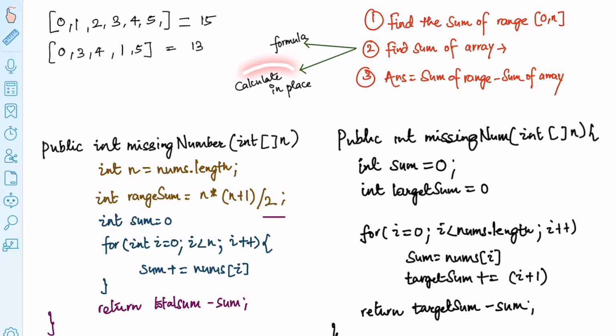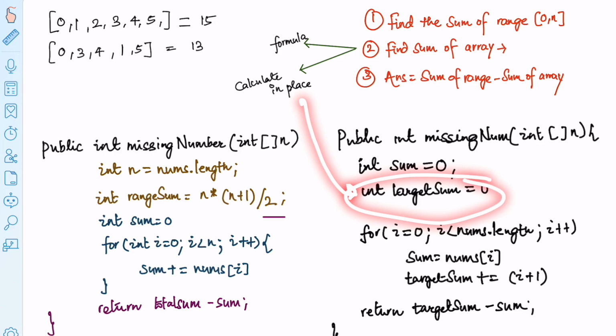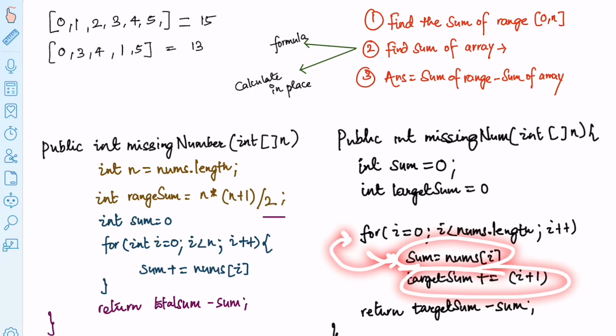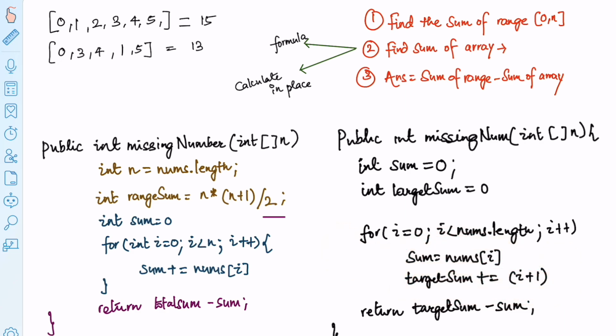In this second solution, I am calculating the sum in place. So the calculated sum is the target sum. If you see, I have written one more for loop. This for loop will iterate through all the elements in the integer array nums. So here, I am calculating the sum. This sum is the local sum of the integer array, whereas the target sum is the sum of the range, right? For the target sum, if you see, I am starting from i plus 1.